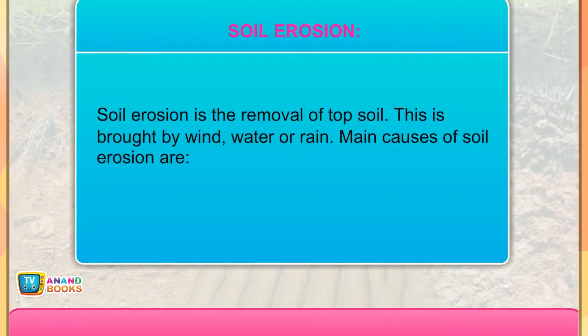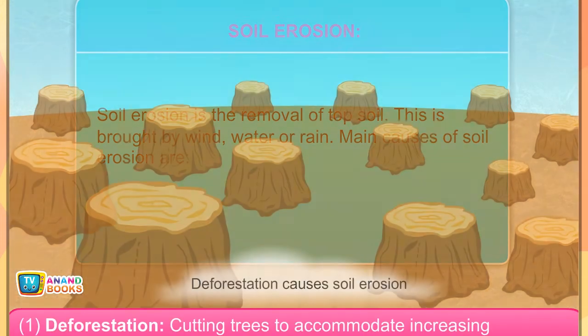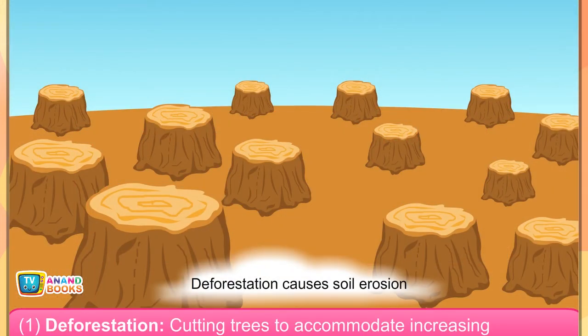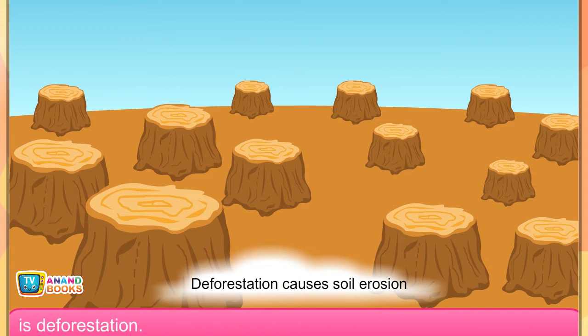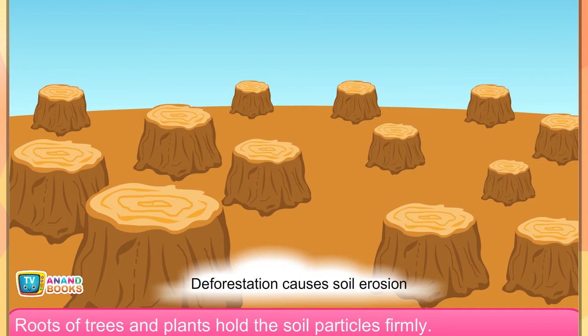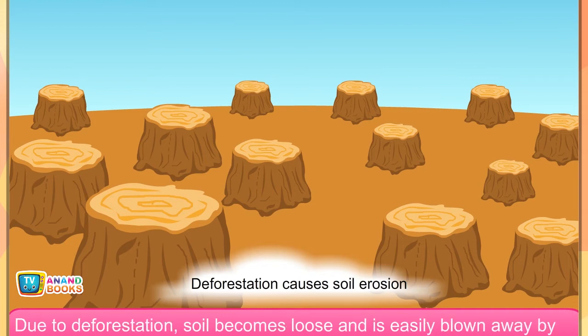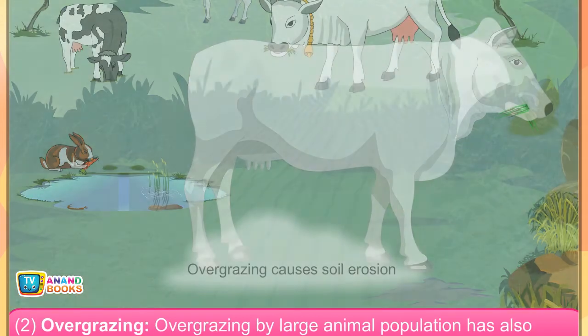Soil erosion. Soil erosion is the removal of topsoil. This is brought by wind, water or rain. Main causes of soil erosion are: Number 1. Deforestation. Cutting trees to accommodate increasing population, agriculture, construction of buildings, roads, etc. is deforestation. Roots of trees and plants hold the soil particles firmly. Due to deforestation, soil becomes loose and is easily blown away by winds or flowing water.